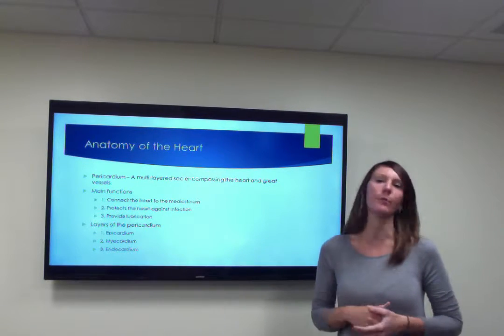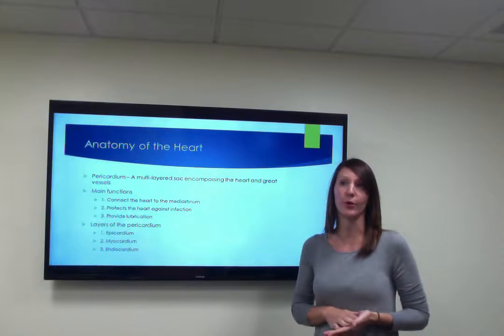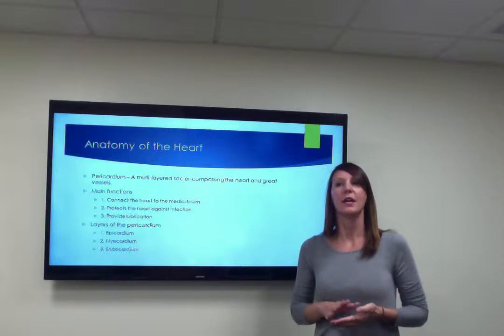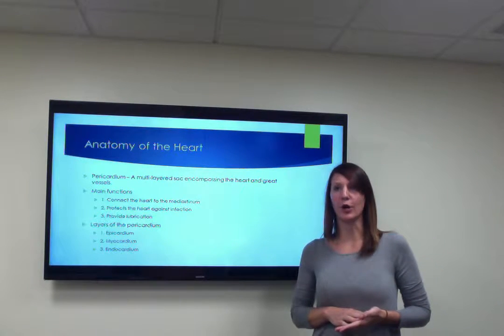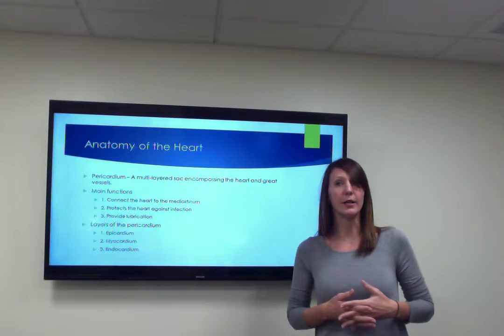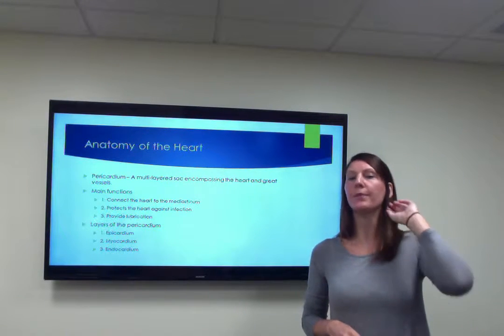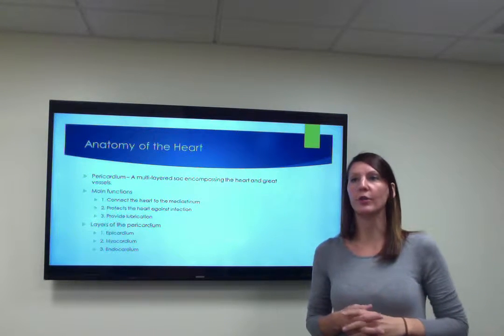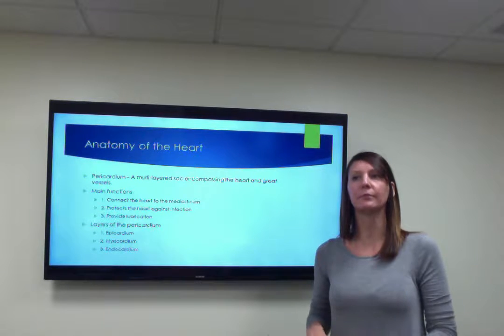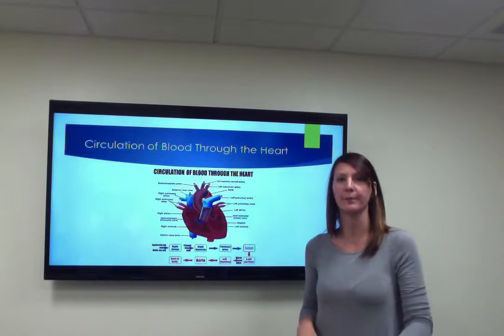The three layers of the pericardium include the epicardium, the myocardium, and the endocardium. The epicardium is the innermost layer of the pericardium, and it surrounds the heart and roots of the great vessels. The myocardium is the thick middle layer, and it's composed of cardiac muscle. And then finally, the endocardium, which is a thin, smooth membrane that lines the inside chamber of the heart and forms the surface of the valves.